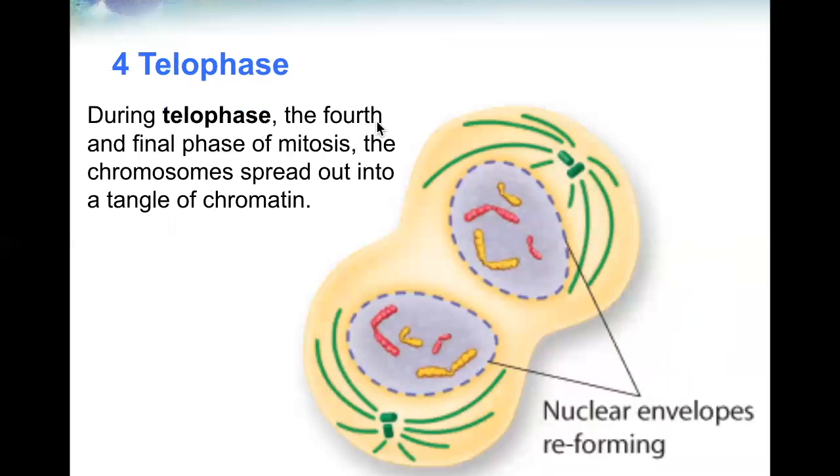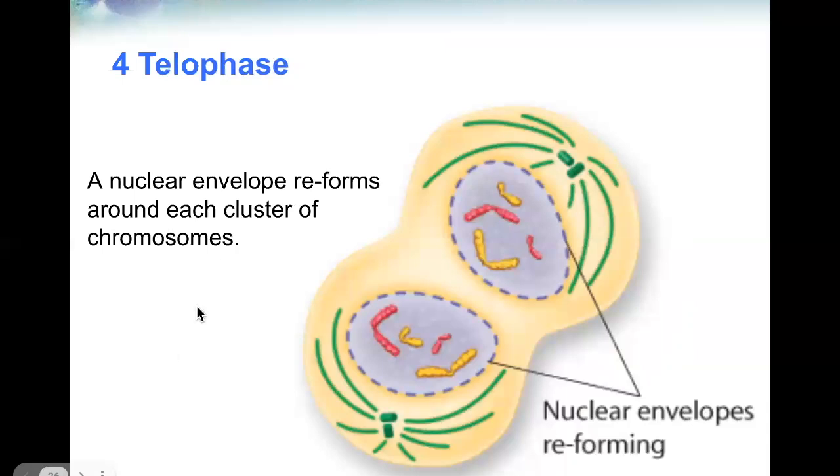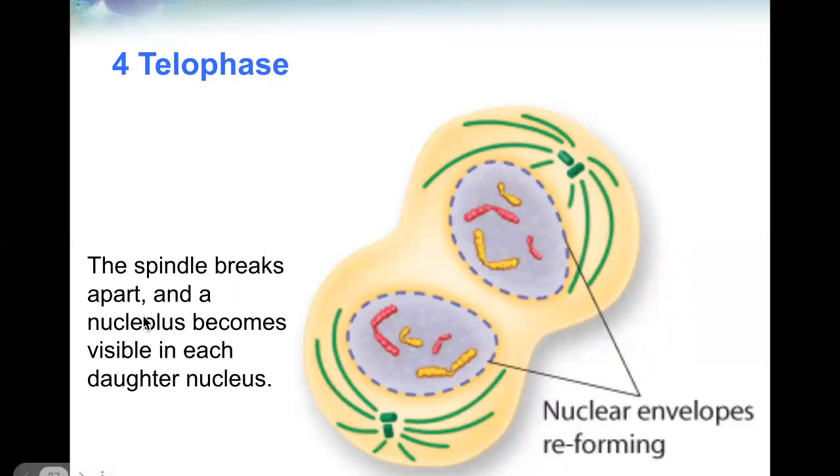During telophase, the fourth and final phase of mitosis, the chromosomes spread out into a tangle of chromatin. A nuclear envelope reforms around each of the clusters of chromosomes. The spindle breaks apart and a nucleolus becomes visible in each daughter nucleus.